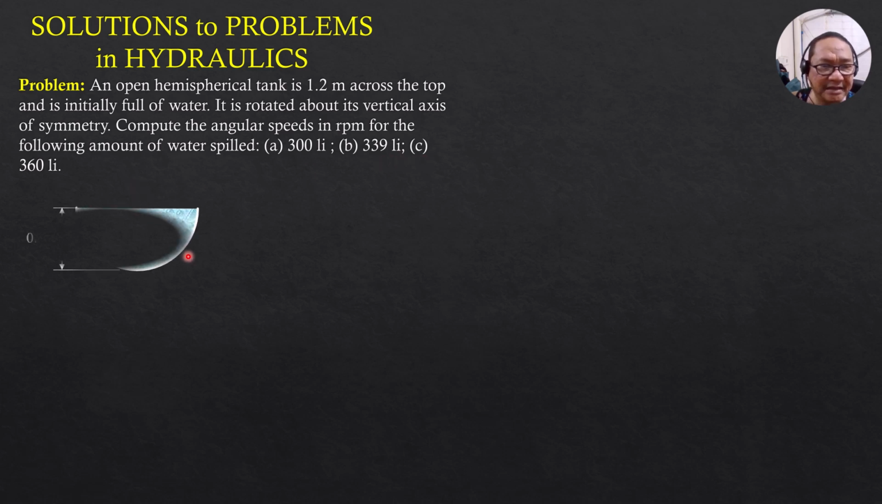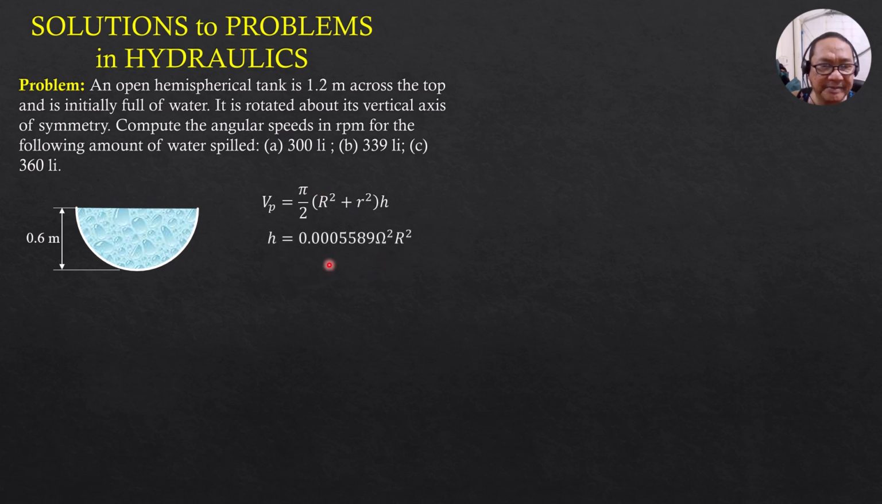So here is the tank, the figure as our guide, and the formulas. The volume of a paraboloid of revolution with two bases in general is pi over 2 times the quantity big radius squared plus small radius squared, times the height, and for angular speed, which I derived in the lecture part, h equals 0.0005589 omega squared r squared. So these will be the formulas that we are going to use.